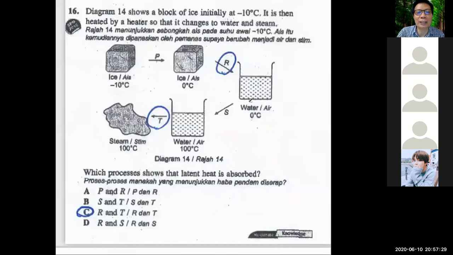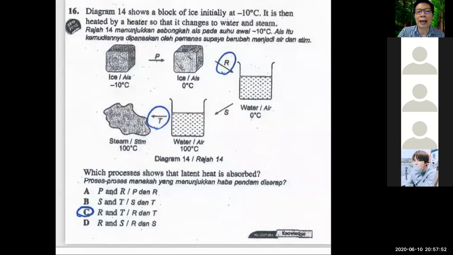16. Okay, now you see the whole story here. Ice at negative 10 degrees. Temperature goes up to 0 degrees, but it is still ice. Here there is no change in the phase, but a change in temperature. So this is specific heat capacity. Remember, change in temperature is specific heat capacity.